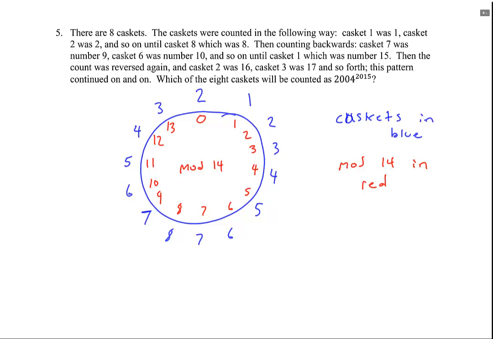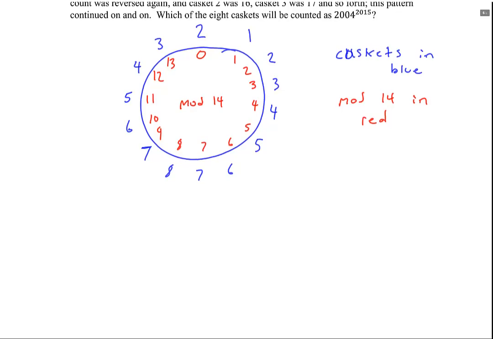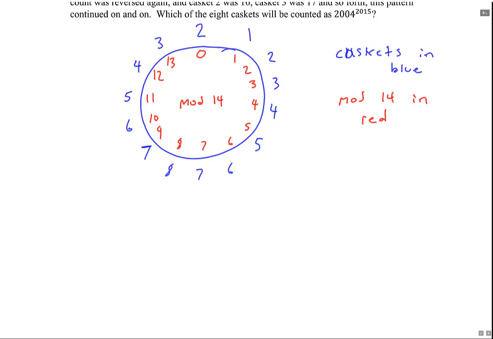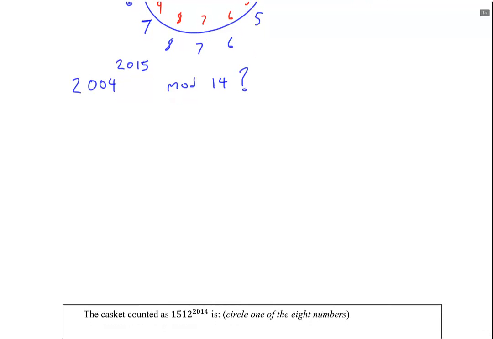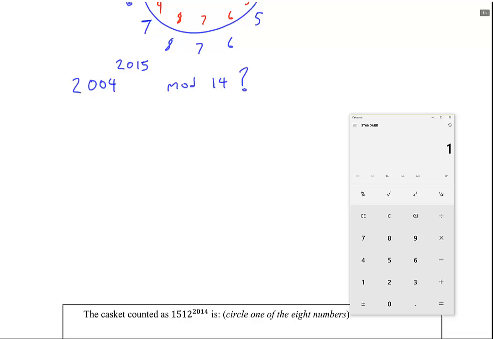So we want to know what happens with this huge number, 2004 to the power 2015, when we go around that many times. So now we have to figure out what that is in mod 14. So our problem is what is 2004 to the power of 2015 in mod 14. Okay, so to figure this out, the first thing that we want to do is reduce the base. So let's pop up our calculator.